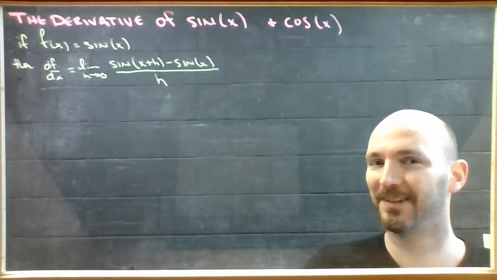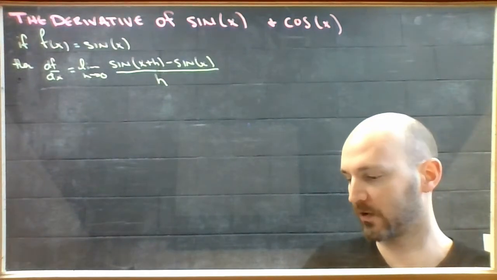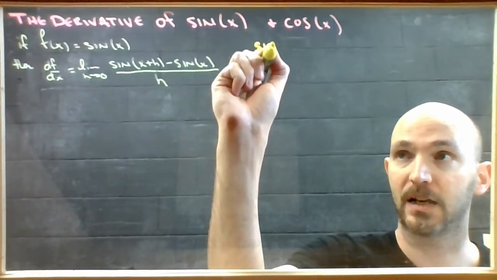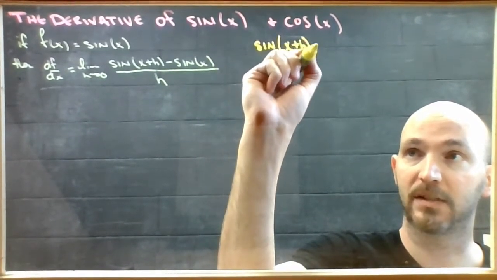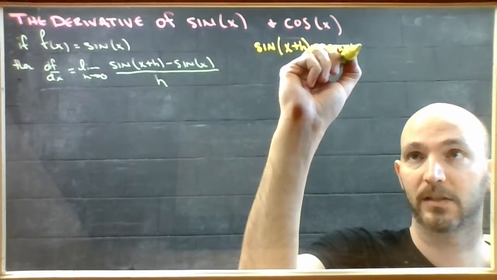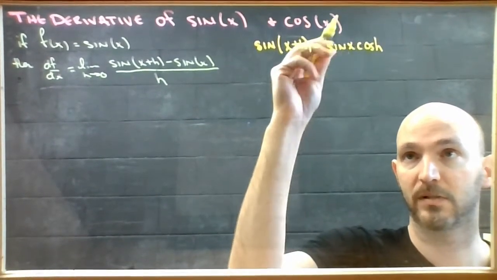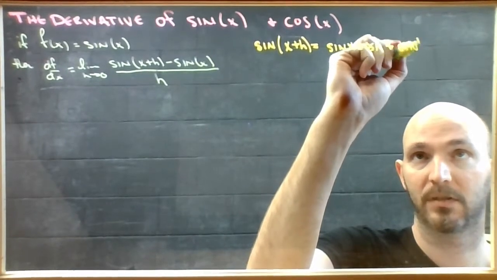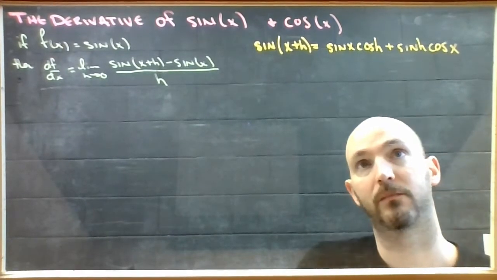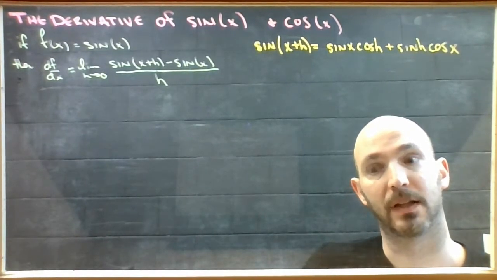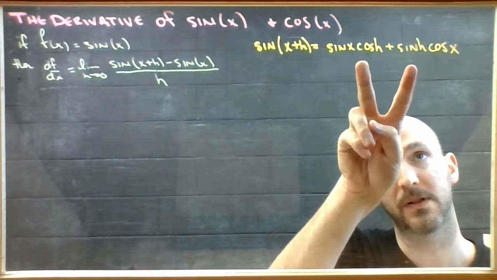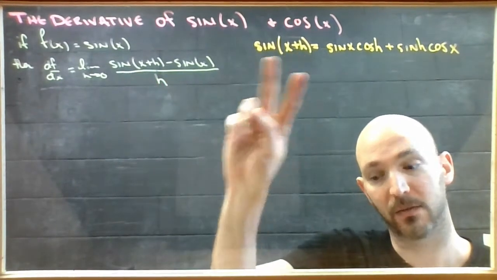So you may recall, hopefully, from your advanced functions course, the addition identities for sine. They look like this, that the sine of x plus h is going to be sine x cos h plus sine h cos x. I'm going to let that sink in there. This is a thing that you did definitely in advanced functions. So I'm going to use this here. I'm going to make that replacement.